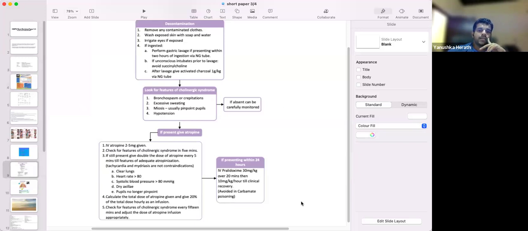The other antidote is pralidoxime. Pralidoxime has a place if they are presenting within 24 hours, and especially in intermediate syndrome, where there is paralysis after organophosphate poisoning, pralidoxime will be the drug of choice.